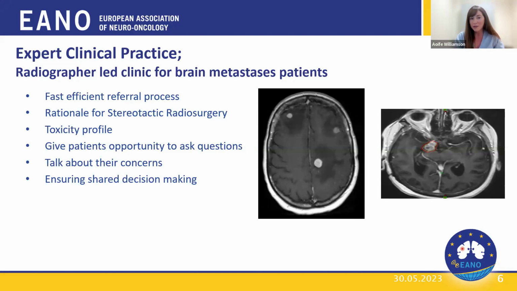So within this clinic, my responsibility is to describe the rationale for our stereotactic radiosurgery treatment. I talk about a toxicity profile of our treatment.